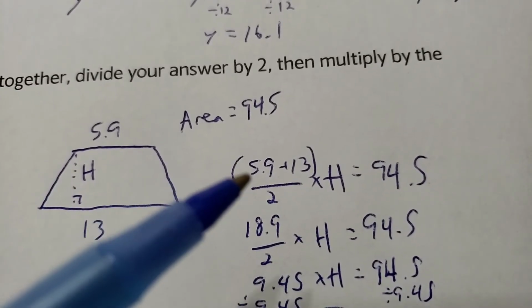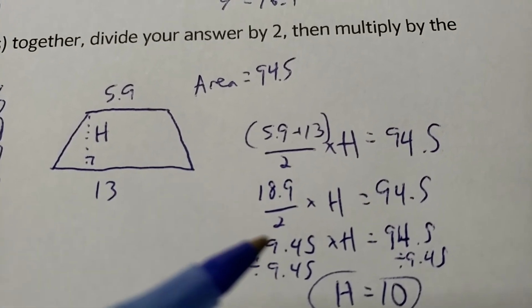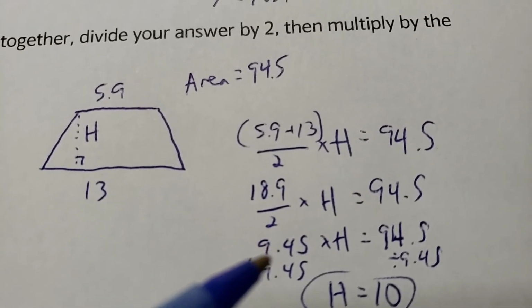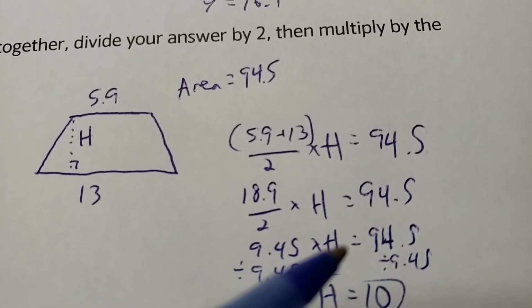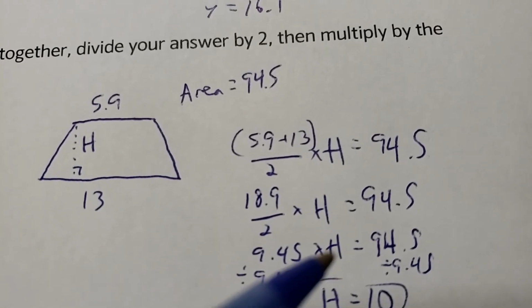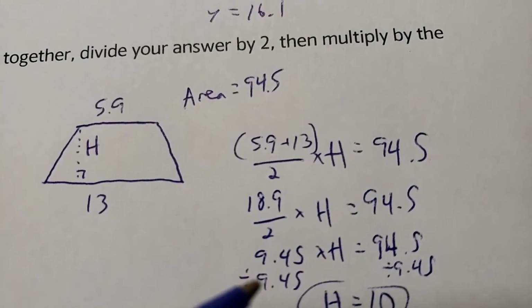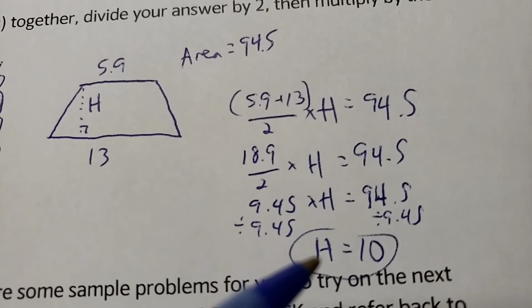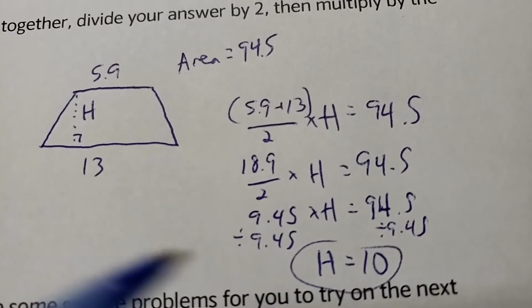So I can do the math problem for this part here. I add those together, I get 18.9. Now divide that by 2, and I get 9.45. So that leaves me with 9.45 times the height gives me 94.5. Well, if I want the height by itself, I divide each side by 9.45 instead of multiplying. Divide each side by that number, and it leaves you with the height is going to be equal to 10.